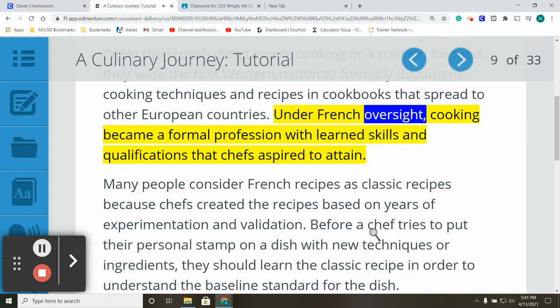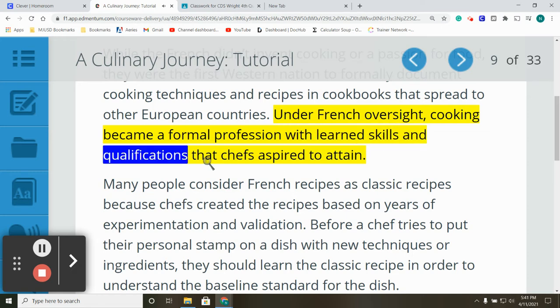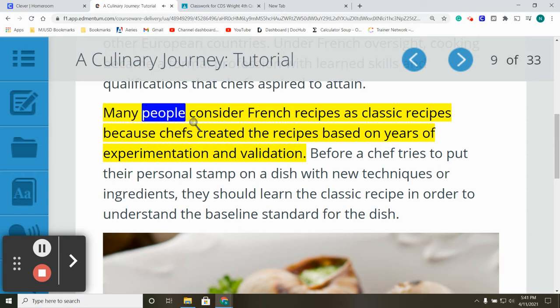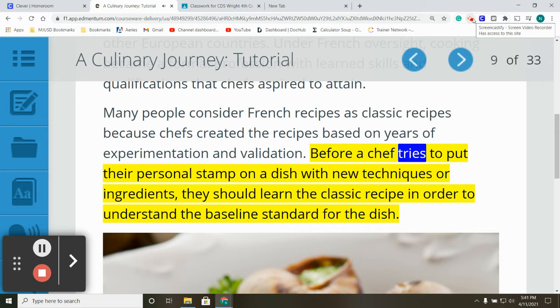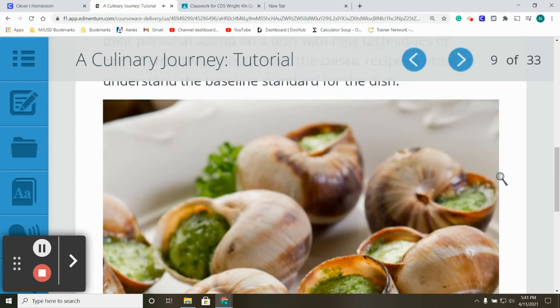Under French oversight, cooking became a formal profession with learned skills and qualifications that chefs aspire to attain. Many people consider French recipes as classic recipes because chefs created the recipes based on years of experimentation and validation. Before a chef tries to put their personal stamp on a dish with new techniques or ingredients, they should learn the classic recipe in order to understand the baseline standard for the dish.